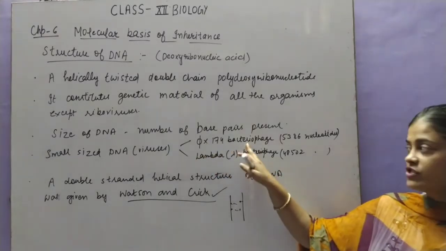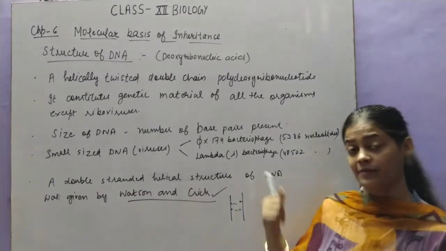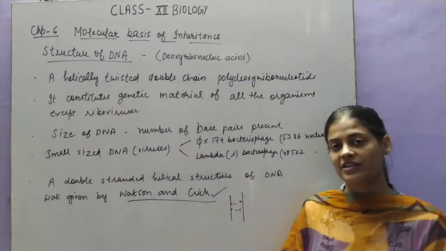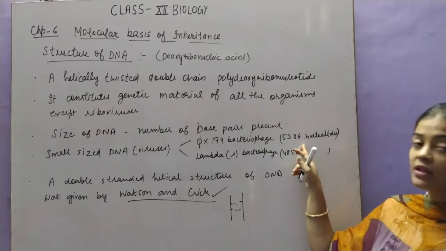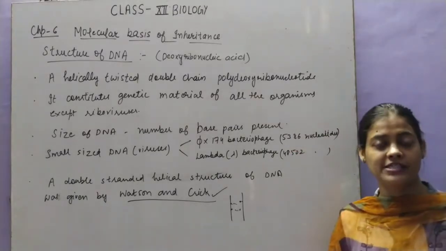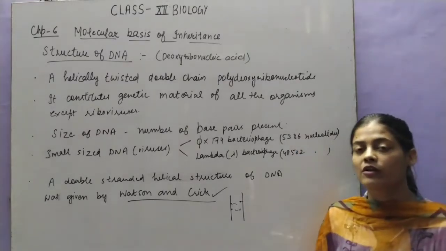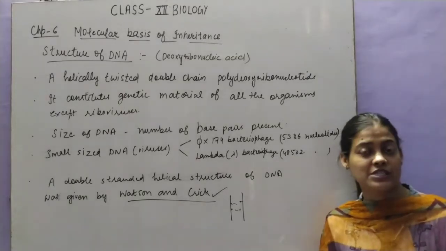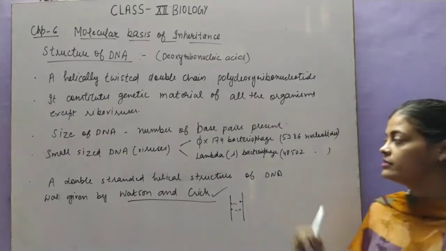ΦX174 bacteriophage, it is a name of a virus that infects bacteria, जैसे कि मैंने आपको पहले भी बताया था Hershey and Chase experiment में. So ΦX174 bacteriophage is a virus which have a DNA with 5386 nucleotides or base pairs. Now nucleotides and base pairs, I think you are not getting my point. What is nucleotide, what is base pair, what I am talking about. When we will draw the structure, then you will find it.